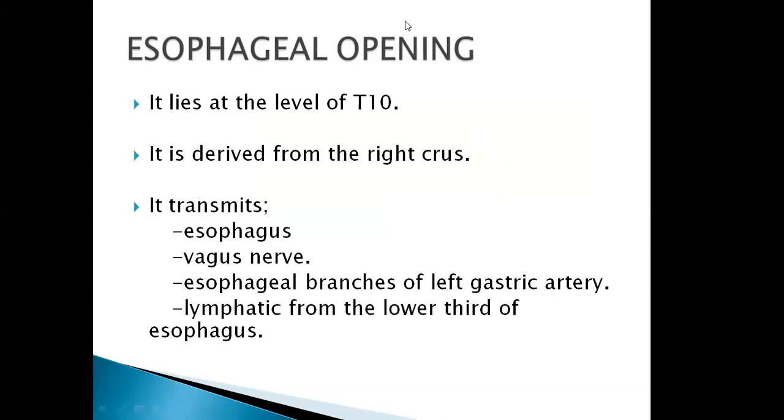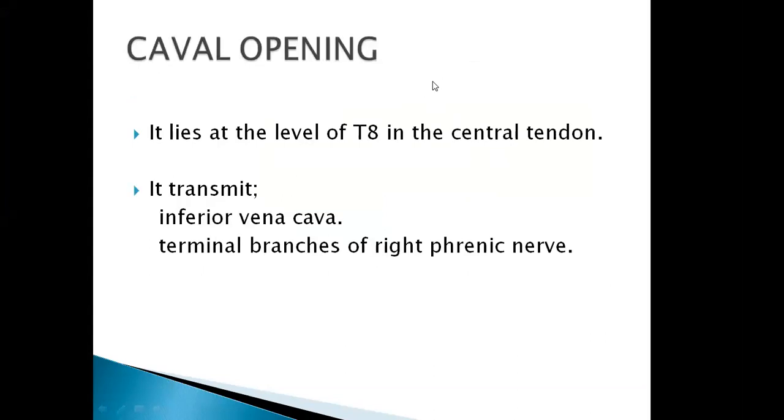The esophageal opening at the level of T10 transmits the esophagus, vagus nerve, esophageal branches of the left gastric artery, and lymphatics from the lower third of the esophagus. Now the caval opening, or the vena caval opening, lies at the level of the 8th thoracic vertebra and transmits the inferior vena cava and the terminal branches of the right phrenic nerve.